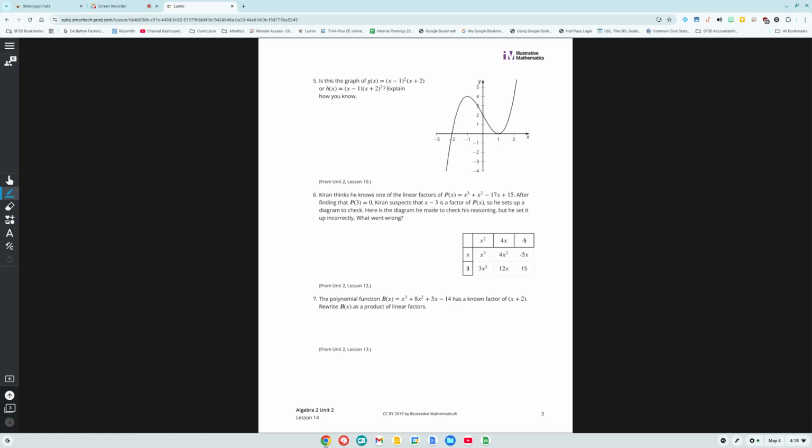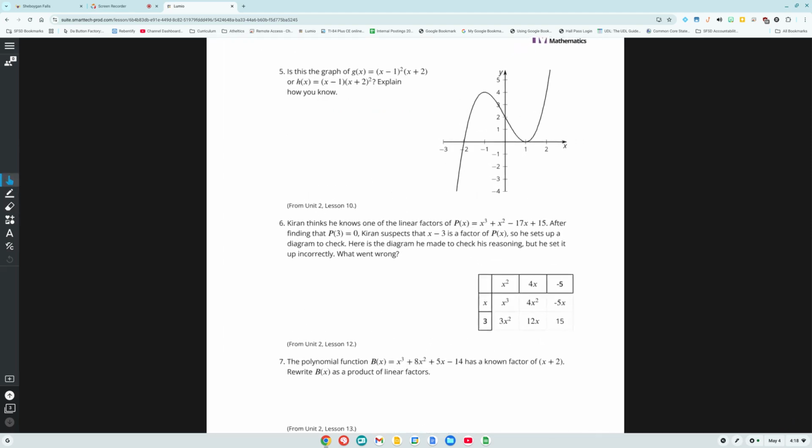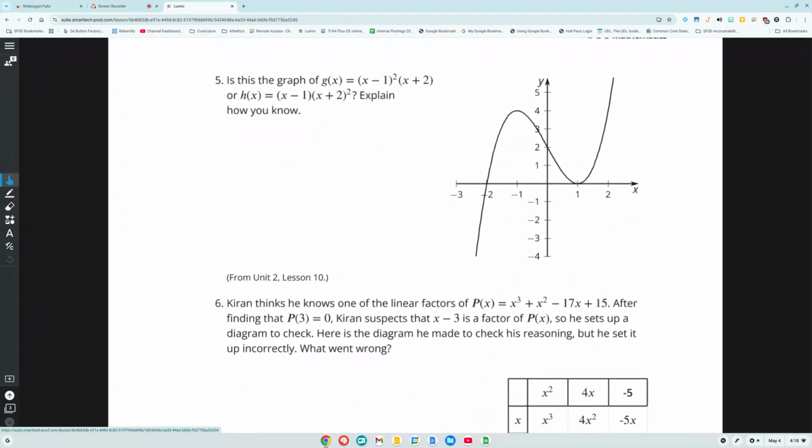Question 5. Is this the graph of g of x is equal to x minus 1 squared times x plus 2, or h of x is equal to x minus 1 times x plus 2 squared? Well, the only thing that's happening here, the difference between these two, is the multiplicity of one of these factors. One of these roots, one of these zeros is 2, and one of them is 1. So I need to look at my graph, and I can tell I'm bouncing at 1, which means I need to have x minus 1 squared. And the only one that has the x minus 1 squared is g of x. So I know that this is g of x because of the bounce.